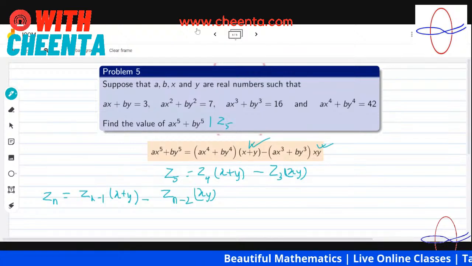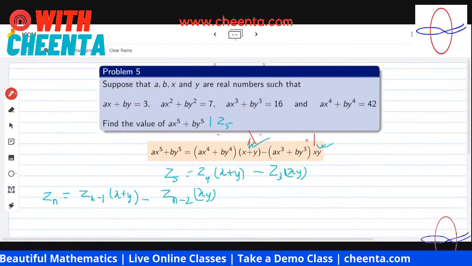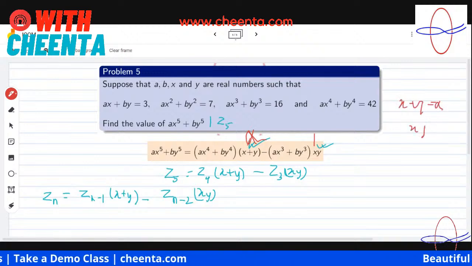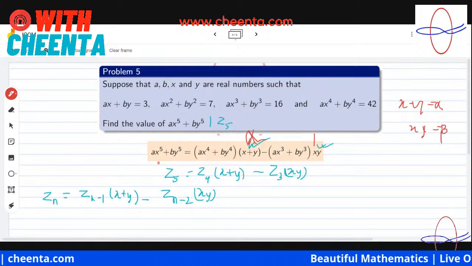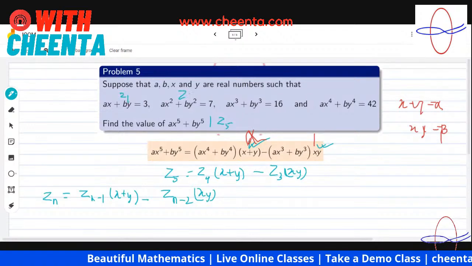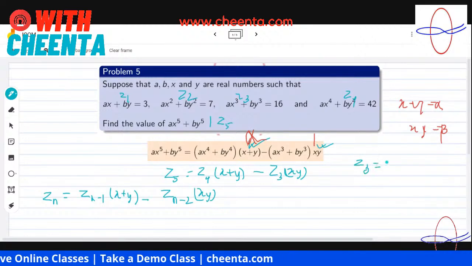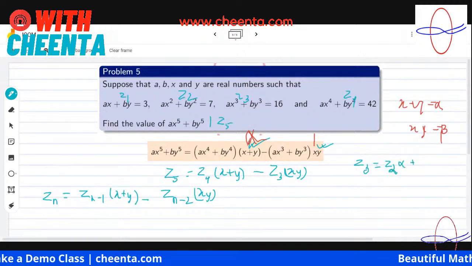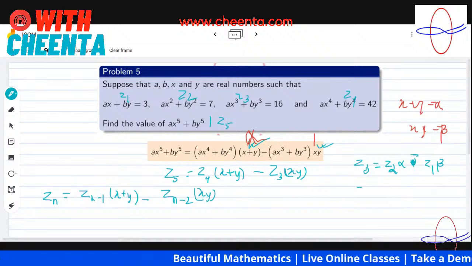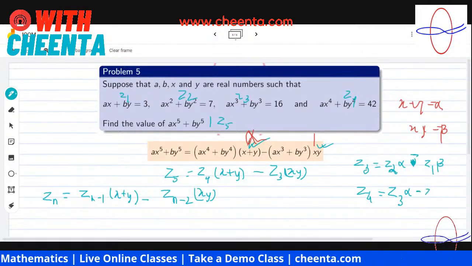Now observe that you can get a relationship out of here. So if you consider x plus y as alpha and xy as beta, what do we get? So this is Z1, Z2, Z3, Z4. You get that Z3 is equal to Z2 alpha minus Z1 beta, right? Z4 is equal to Z3 alpha minus Z2 beta.